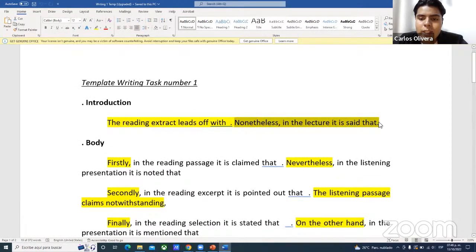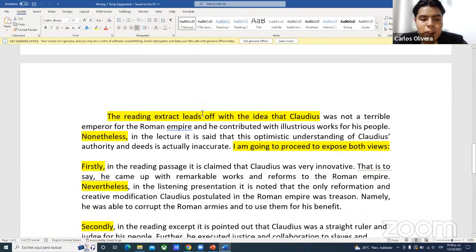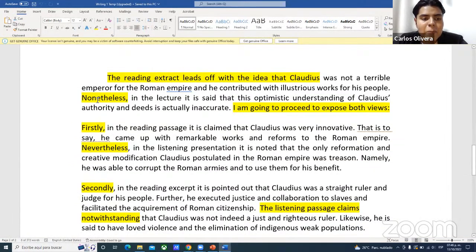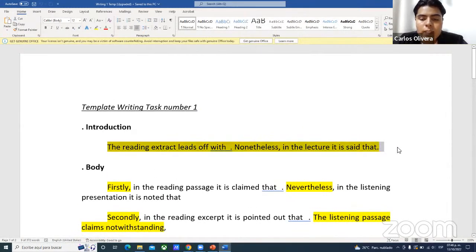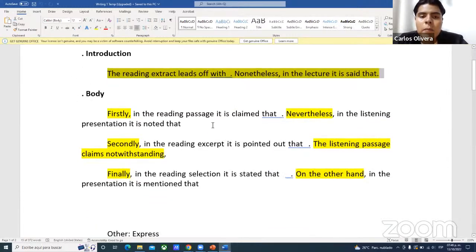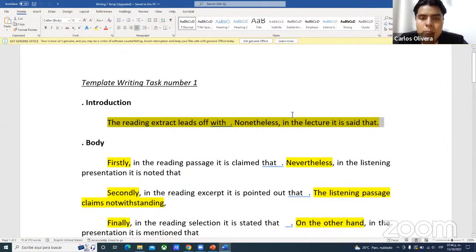"Nonetheless, in the lecture, it is said that." And if you look down, it's the same phrase, right? I have highlighted it with yellow. Nonetheless, in the lecture, it is said that this optimistic understanding of Claudius' authority and deeds is actually inaccurate. I am going to proceed to expose both views, right? So as you can see, my introduction is basically this, right? Those sentences basically preface a very short and concise summary of what the reading and what the listening passage said.